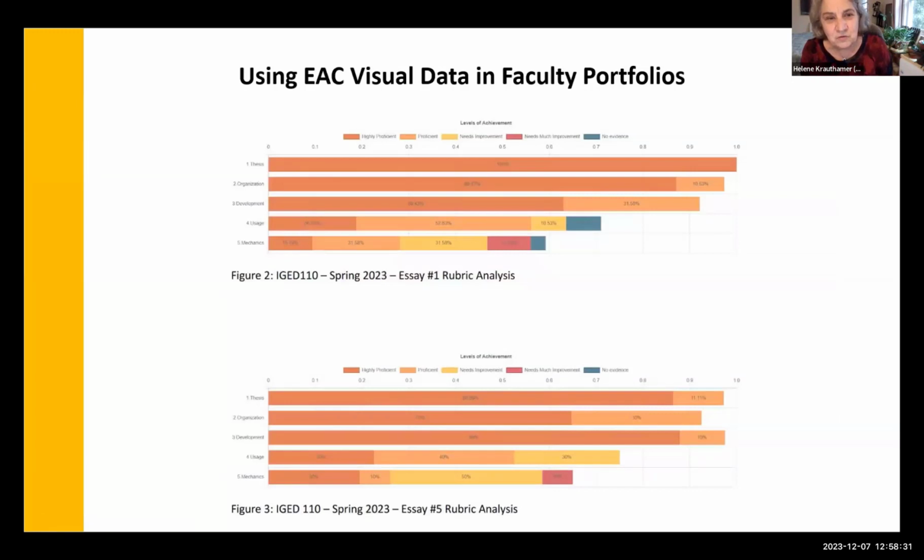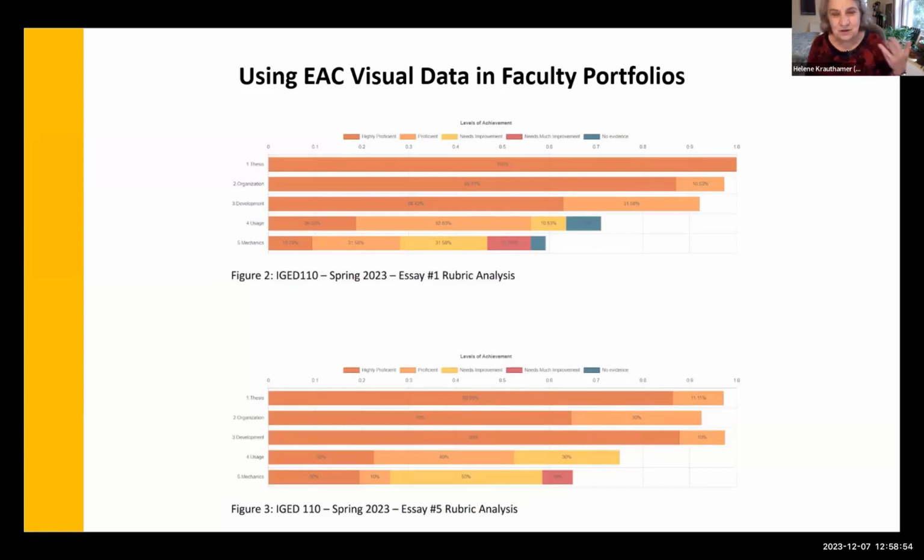Okay, so I think I'm the poster child for using EAC visual data in portfolios, except that we just got the EAC tool last May. So obviously it didn't appear in my last year's portfolio, but it's going to appear in this one. And I've given actually 2 webinars on using rubrics, one in May and one just recently in November.